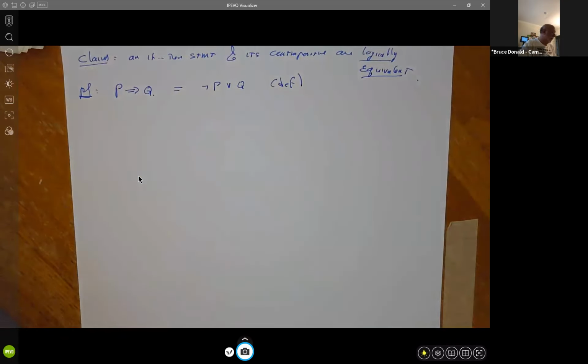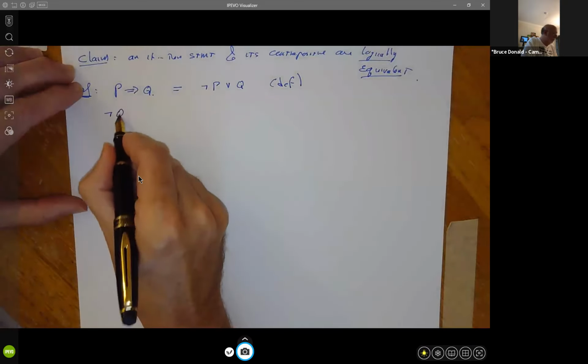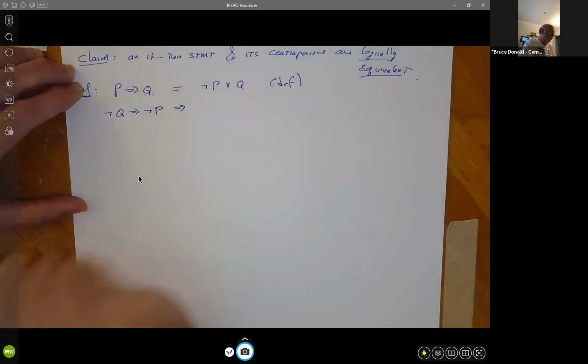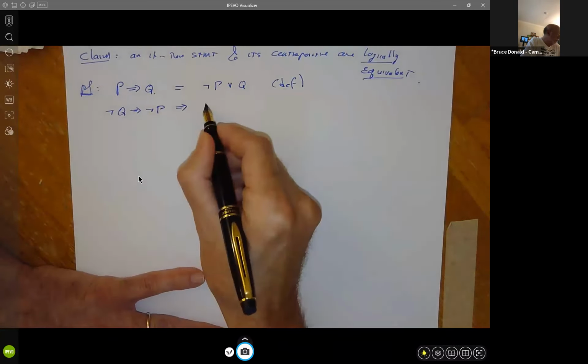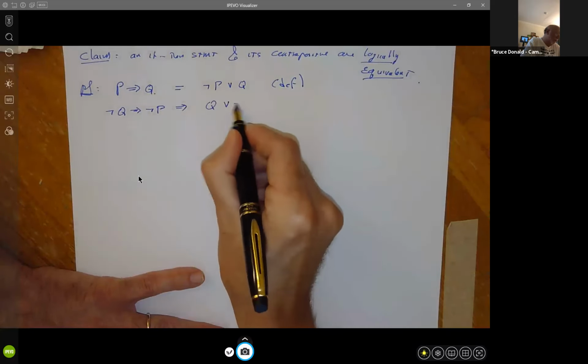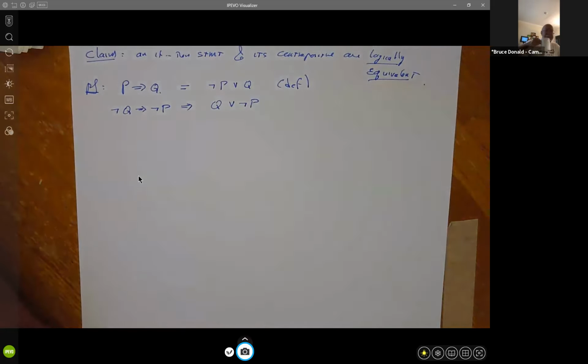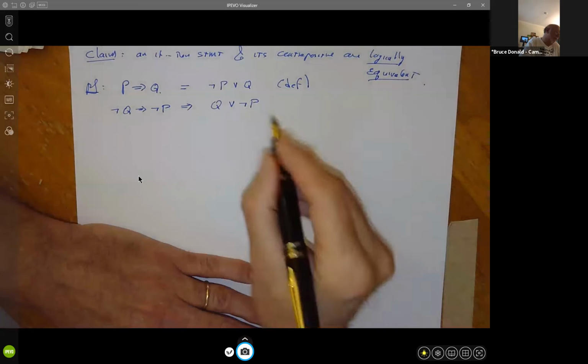Now let's write its contrapositive. The contrapositive is not Q implies not P. And we'll write that in disjunctive form as we had before. That's equal to Q or not P. Let me pause and ask you, do you see why the final step? If the answer is no, then tell me and I'll do it for you. Do you all believe this? No. You don't believe it. You want to see it? Yes, please. Okay, good. Let's see why this is true.